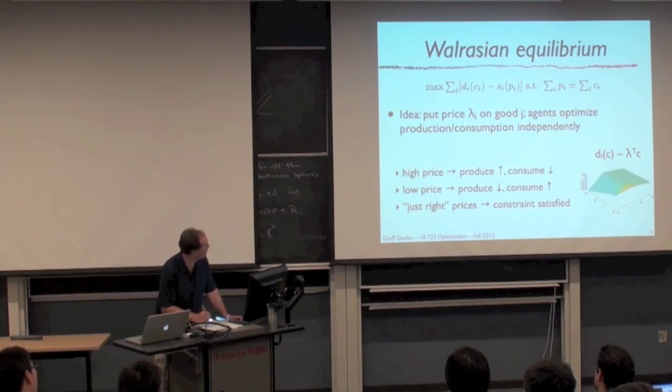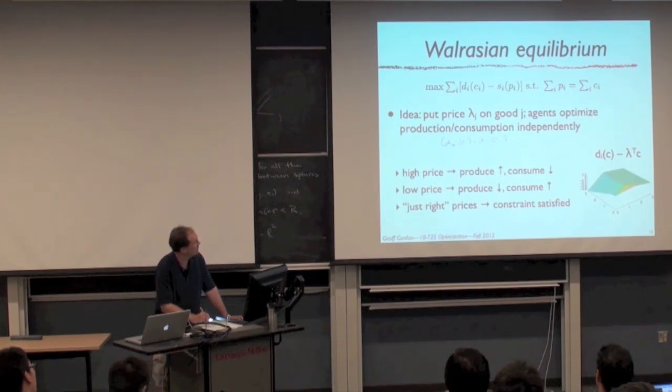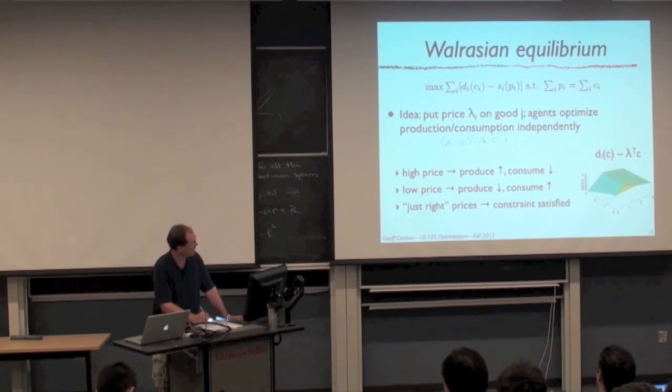So for agent i, we're going to have d_i of c_i minus lambda dot c_i, right? So this is the benefit I get from consuming minus the total cost that I pay for everything. The j component of this is the price for good j. The j component of this is how much I consume, and so the dot product is the sum of the product of the price with the consumption. And so this is how much I get from my consumption, right?